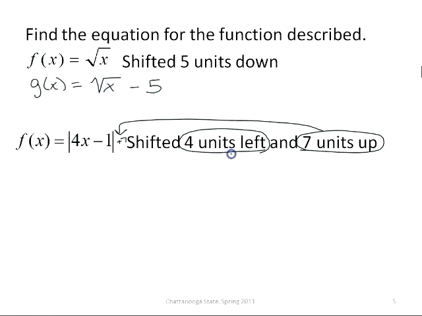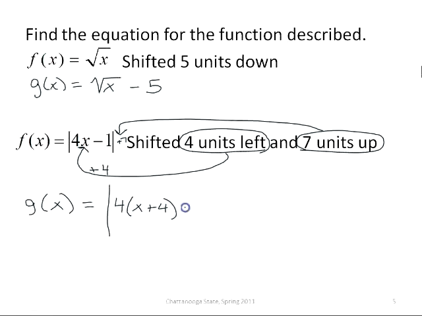Now, 4 units to the left is going to have to go wherever the x is. So it will go in parentheses with the x. Now, when I move it to the left, that is actually going to be a +4 that's going to go in there with the x. So this new function, g of x, would have inside the absolute value bars 4, then parentheses, x + 4, minus 1. And then on the outside of the absolute value bars, I would have my +7.